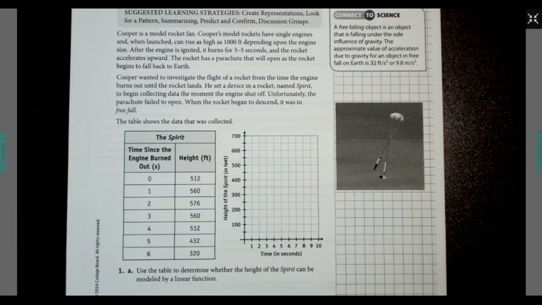He set a device in a rocket named Spirit to begin collecting data the moment the engine shut off. Unfortunately, the parachute failed to open. When the rocket began to descend, it was in free fall. The table shows the data that was collected.